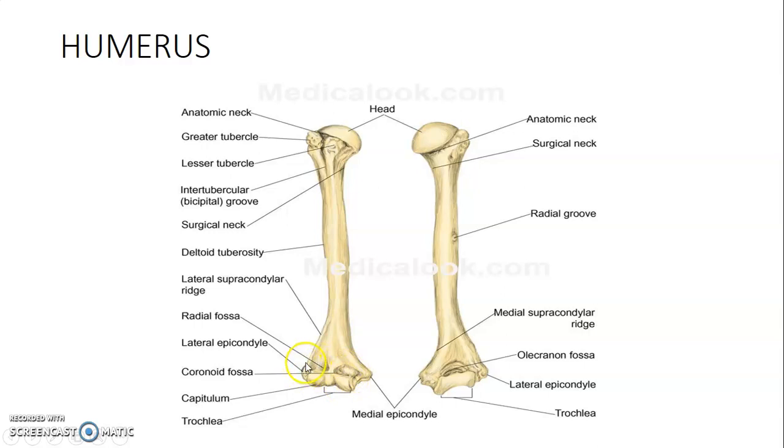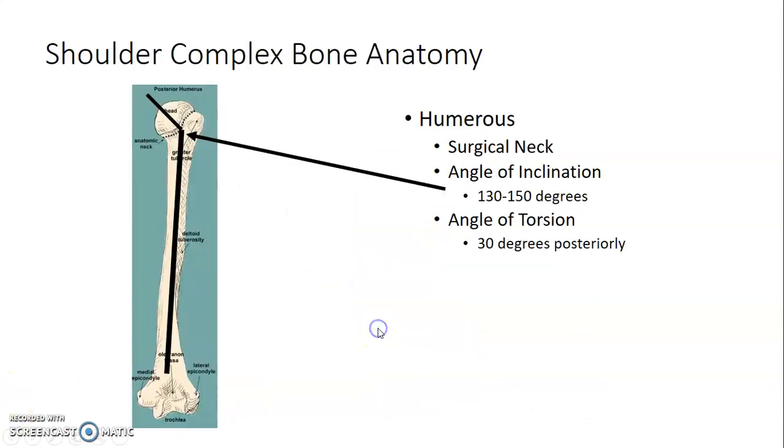This is your lateral epicondyle. These are your supracondylar ridges. This is the deltoid tuberosity for the deltoid muscle. And this is your radial groove where you find the radial nerve and profunda brachii artery. So we have, this is the head, this is your anatomical neck and the surgical neck.